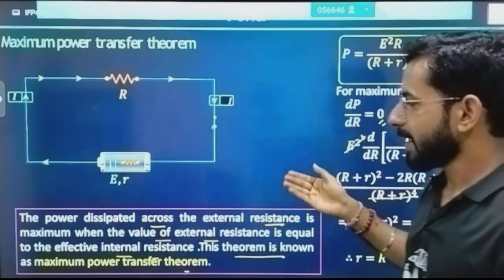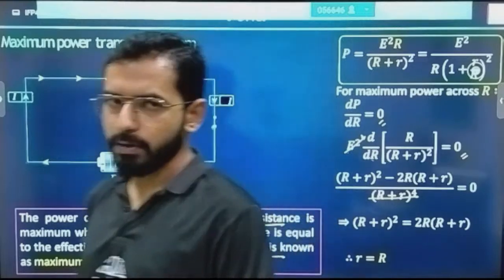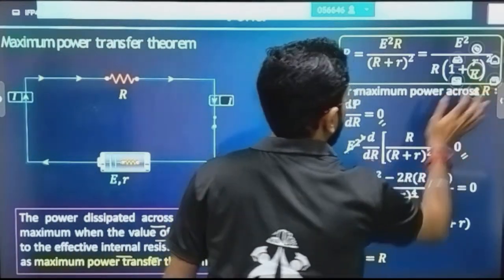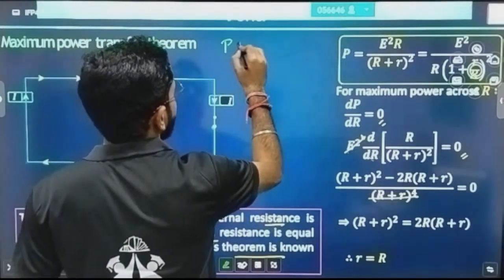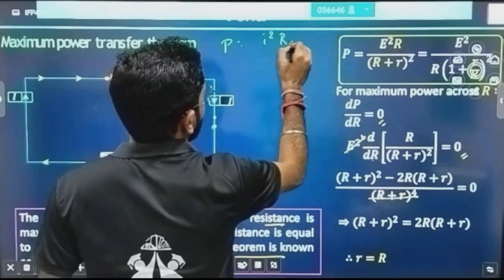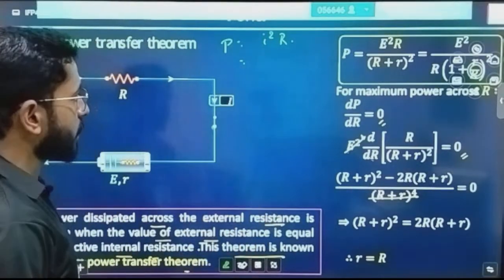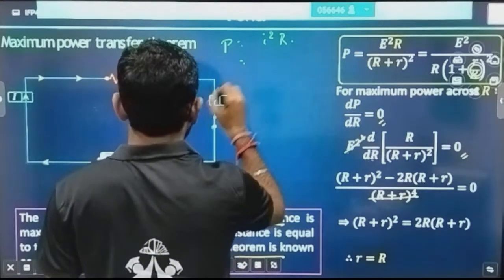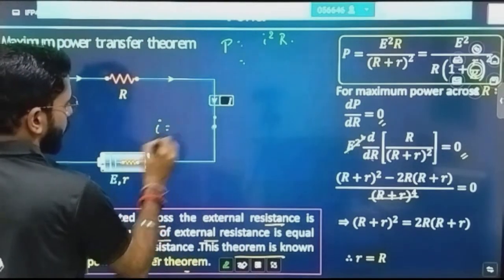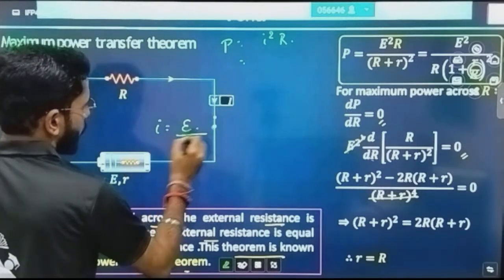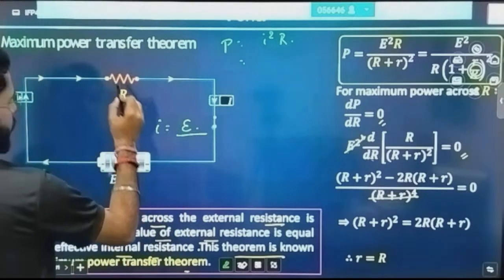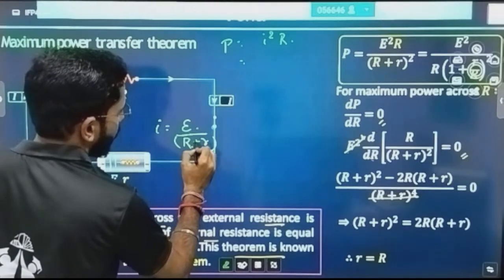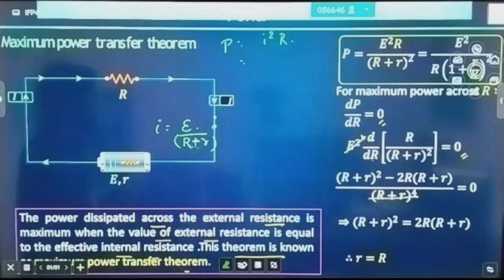Okay. Now the next thing is, under what condition will you have maximum power? For that also I am explaining how you will do it. If I ask you power, how will you write it? Power can be written as I square into R, I square into the resistance. What is I square? The current will be written as the effective EMF, E, divided by the effective resistance. There are two resistors, both connected in series. That means R plus R. This is the current that we are going to write.